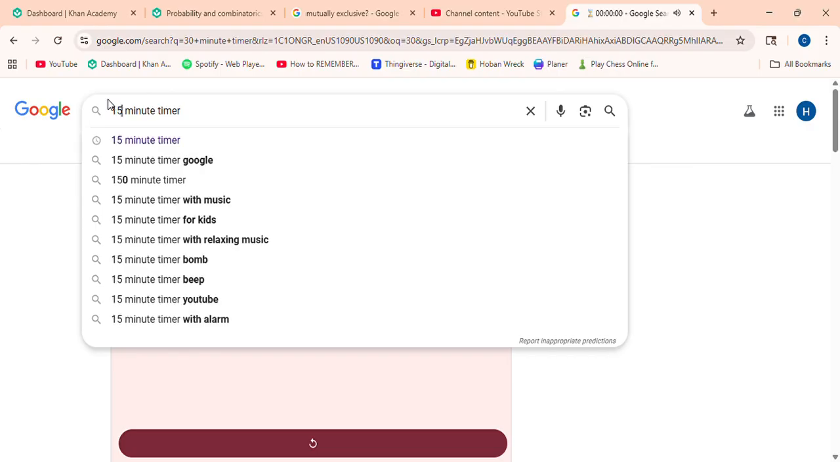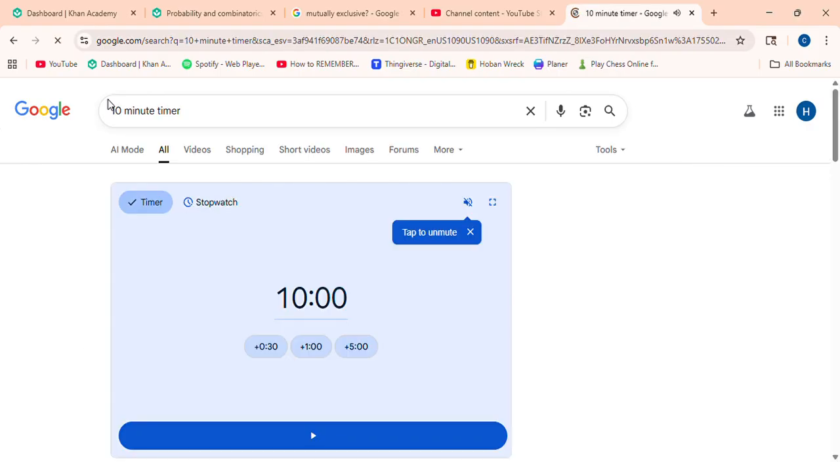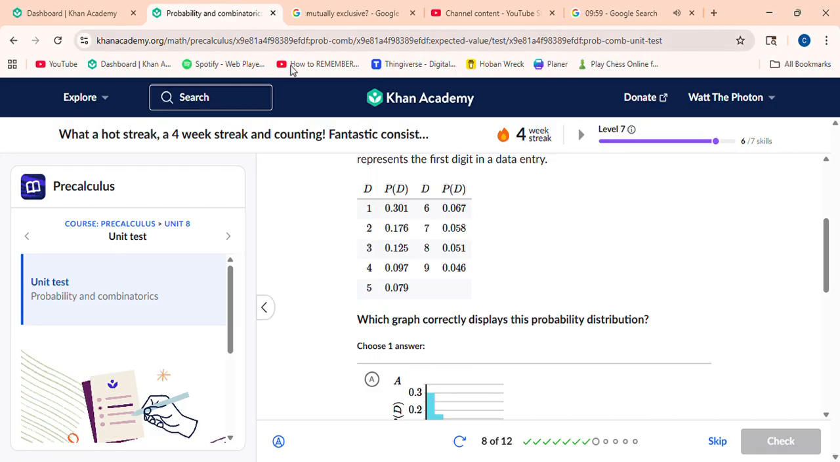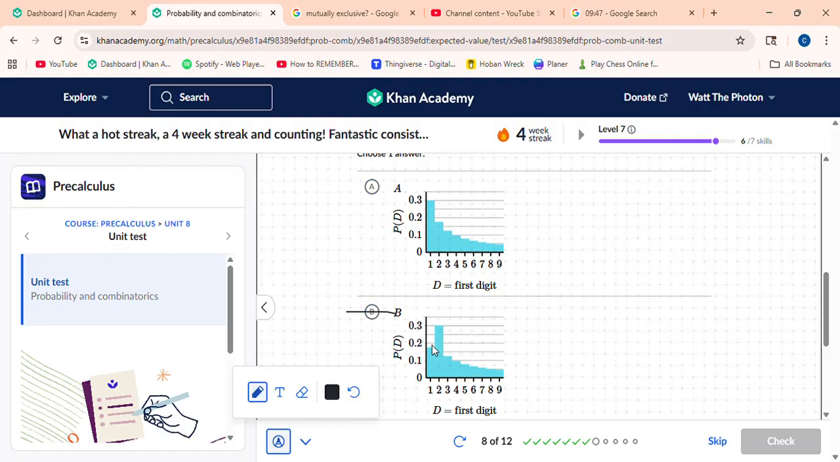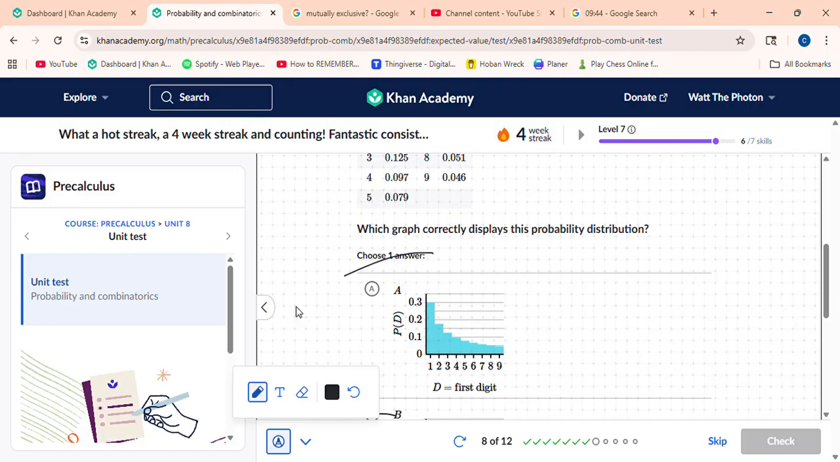I can probably go for 15 more minutes. Probably take 10 though. You'll speed up. First, it goes up high and then goes lower and lower and lower. So not B, not C, A.